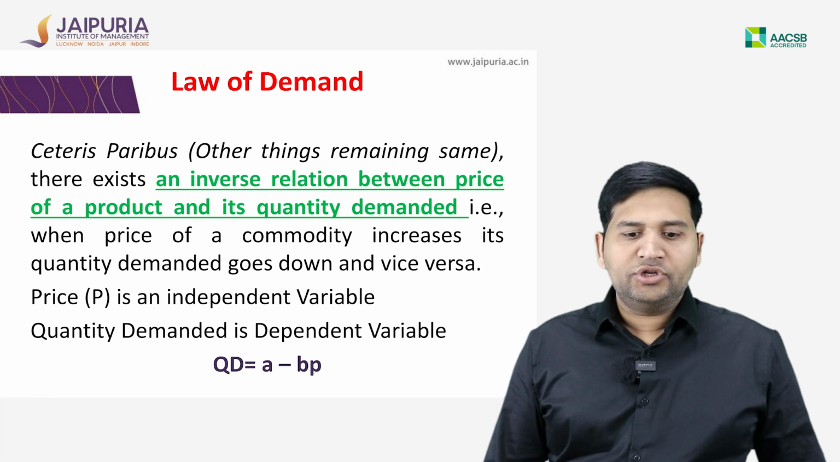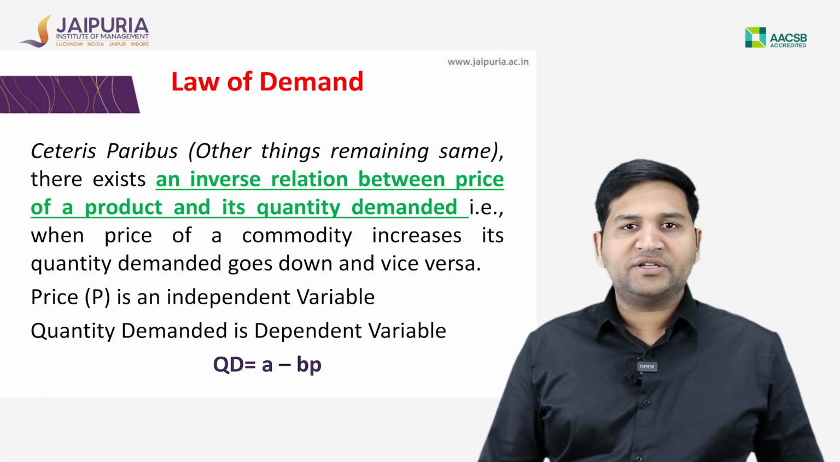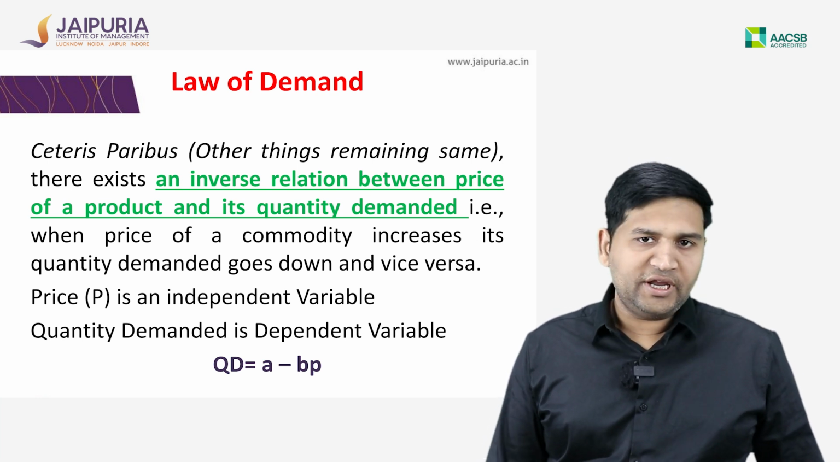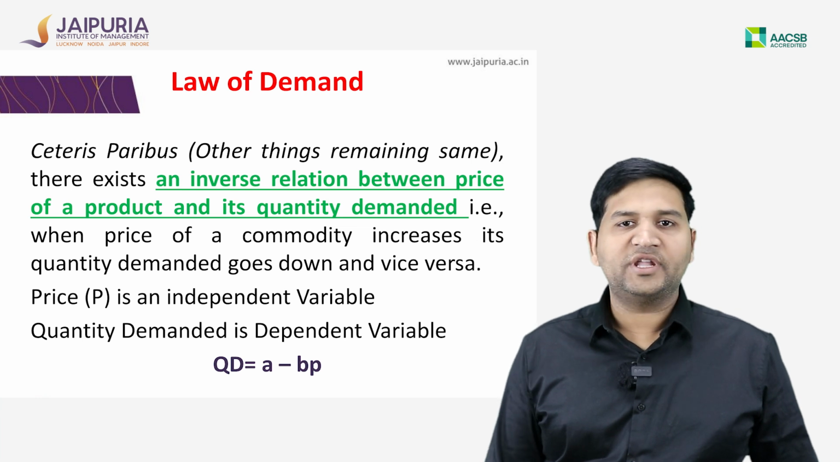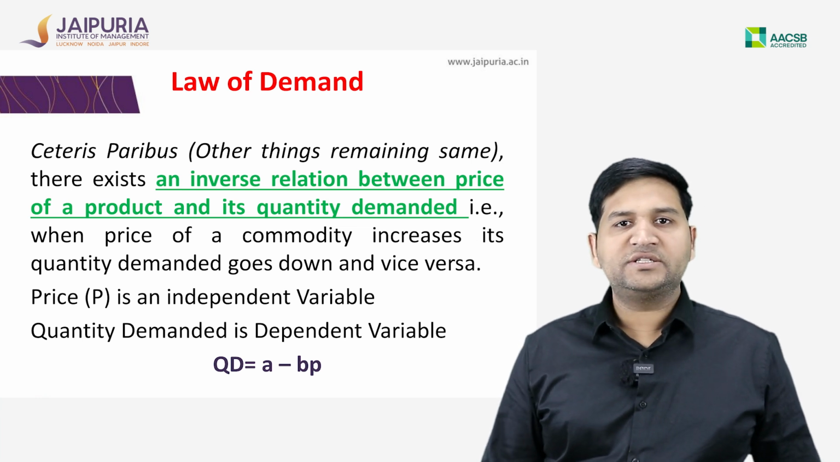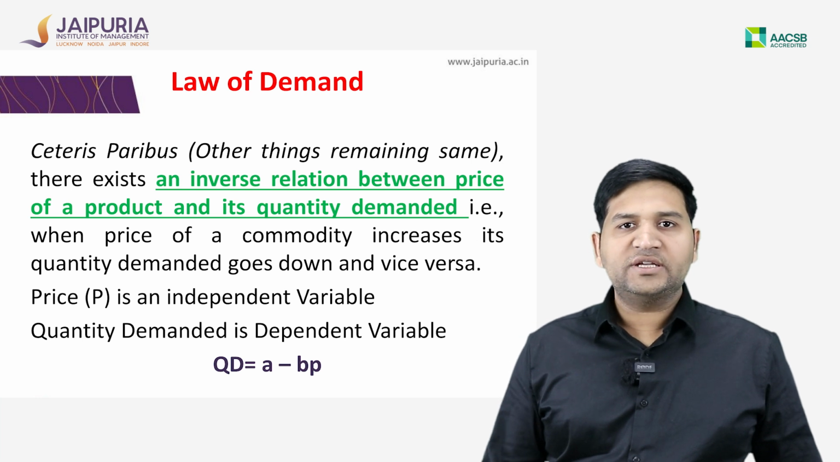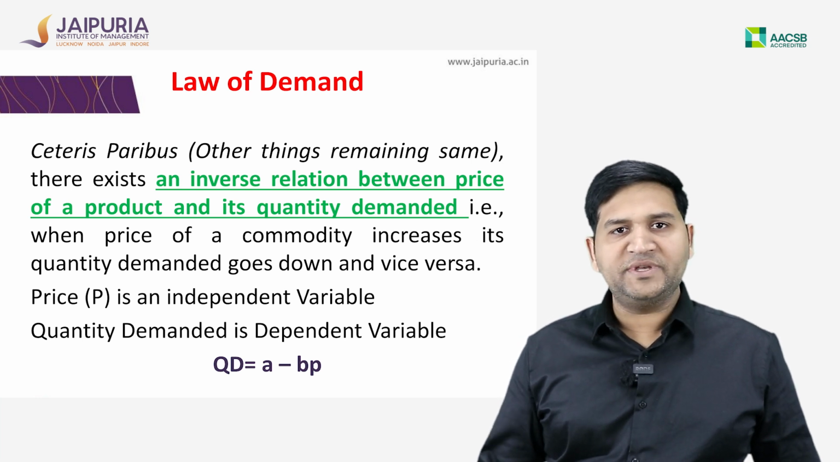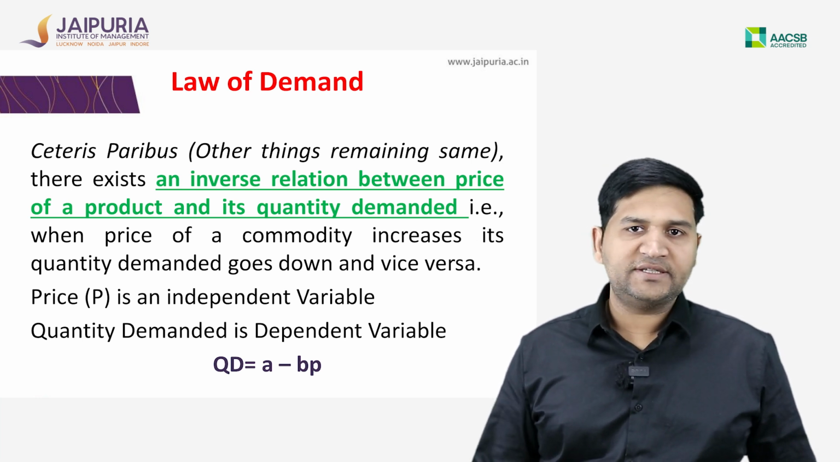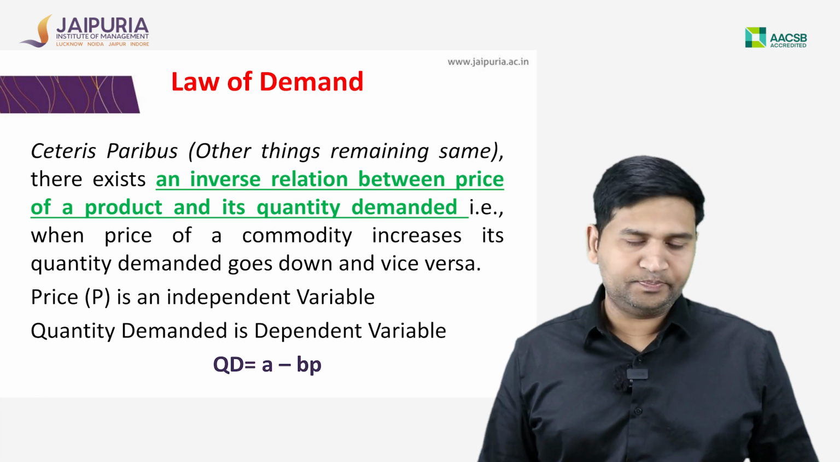Now again, this quantity demanded and price relation can be mathematically derived, called the demand function. That is, quantity demanded is an inverse function of price. That is, QD is equal to A minus BP, where A is intercept and B is slope.